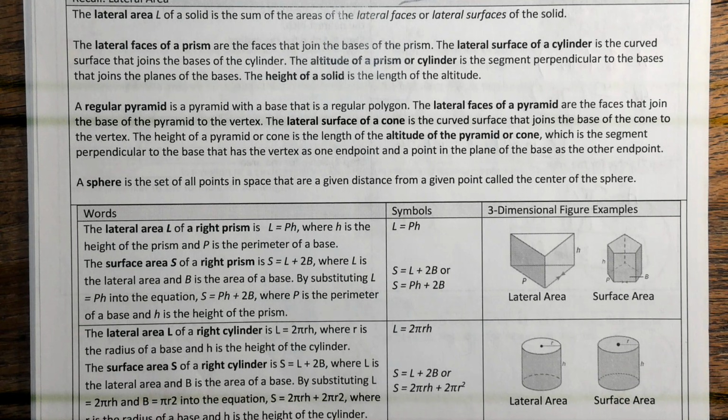Let's see. A regular pyramid is a pyramid with a base that is a regular polygon. So a pyramid can have a triangular base, or it can have a square base. The lateral faces of the pyramid are the faces that join the base of the pyramid to the vertex. So if it's a triangular pyramid, it's going to have triangular faces that are front, back, or left, right, and back, just like this guy.